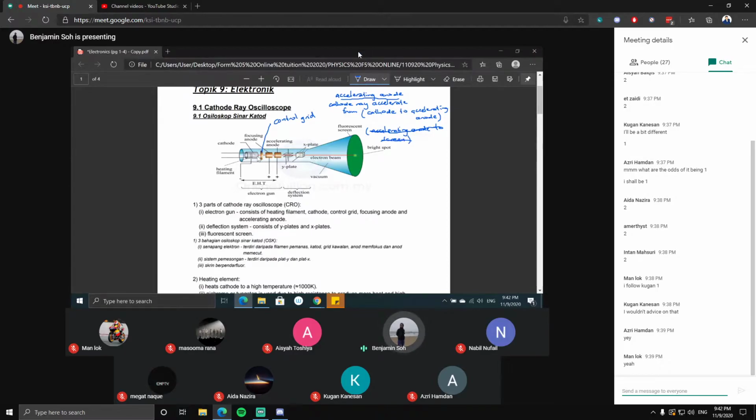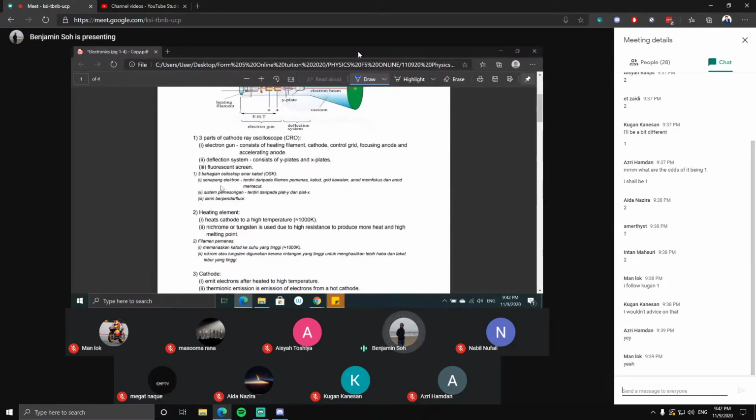Isn't it? The electrons are moving, so they have kinetic energy. After that, they hit the screen and become light energy. So the fluorescent screen is to change the kinetic energy into light energy. Right? Okay. So number 2, heating element. What is the function of the heating element? It heats up the cathode. All this I already told, just that I want to make sure everything is told. It heats up the cathode to a high temperature, roughly 1000 Kelvin. Which is roughly how many Celsius? Kelvin to Celsius, isn't it? You minus 273, right? Roughly 727 Celsius.